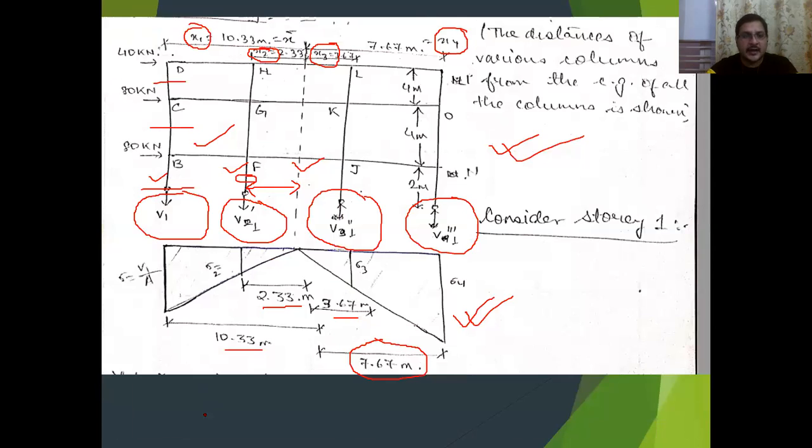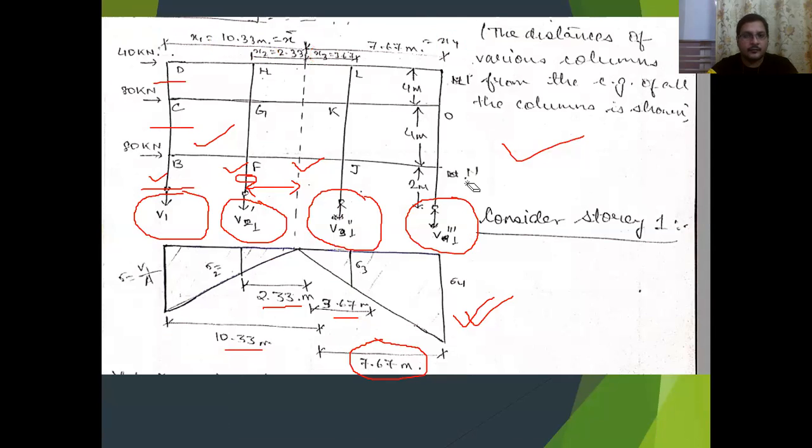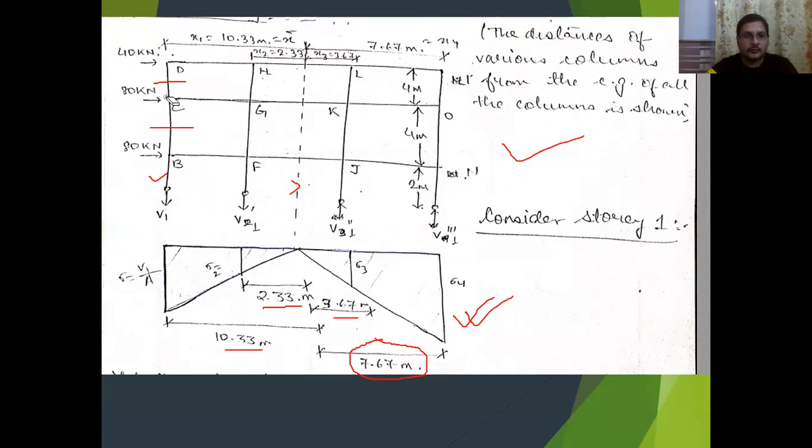let me erase this part. If you check this part, that is for the first story, it will be for the third story at the topmost floor, it will be 40.